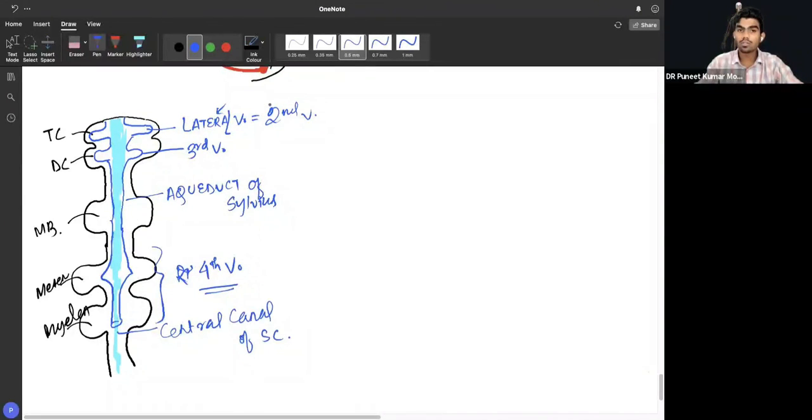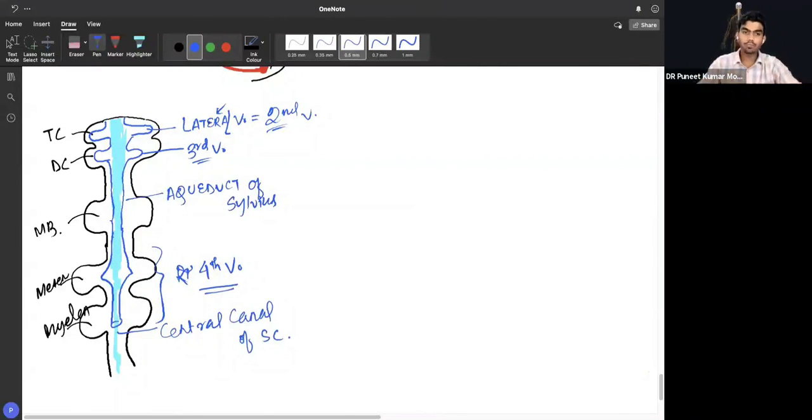Okay, so they are called the second ventricle. This is the third ventricle. First and second ventricles are named according to the cerebrum. Okay, the first and the second are the cerebral ventricles. The third one is present in the diencephalon and in between the thalamus.